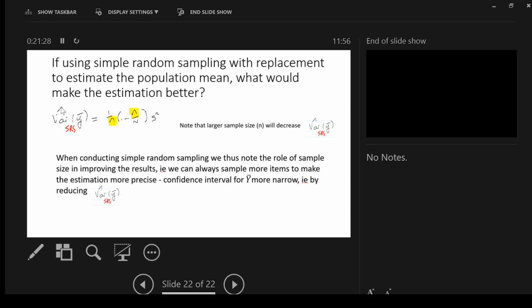If you find that your confidence interval is too wide, then all you have to do is sample again, sample more, make it a bigger n, because that can bring it down as well. And that's the end of today.